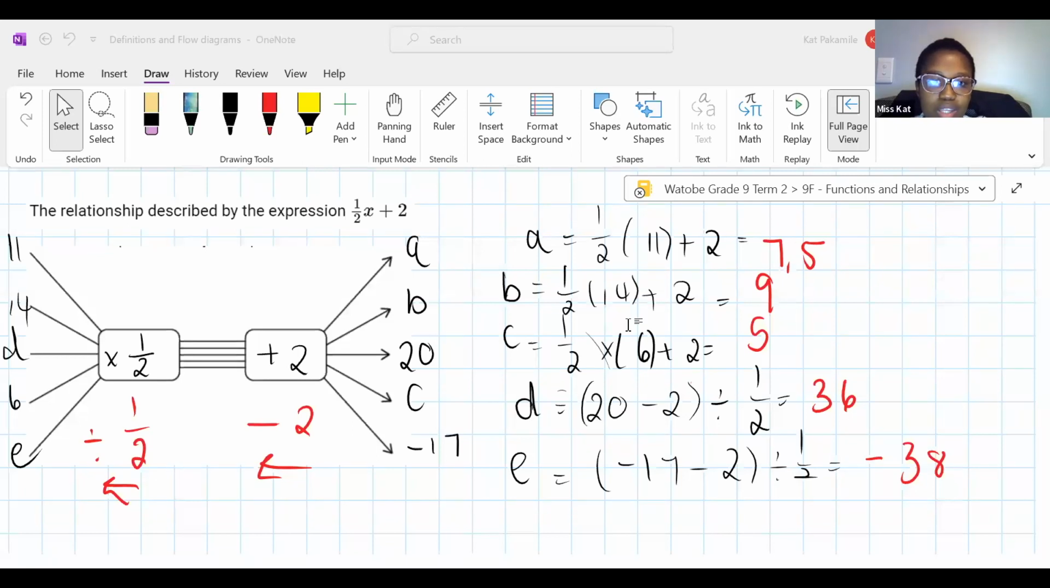Let's see. Kuliso has a question. Yes, Kuliso. Ma'am, can you please re-explain number E? I think it's E. Yes. E, yes. Remember, we're starting on the right. So we're going backwards, right? Yes. So instead of plussing 2, what's the opposite of plussing?